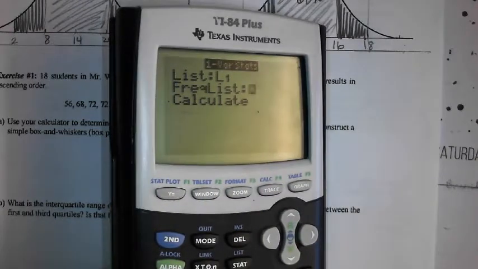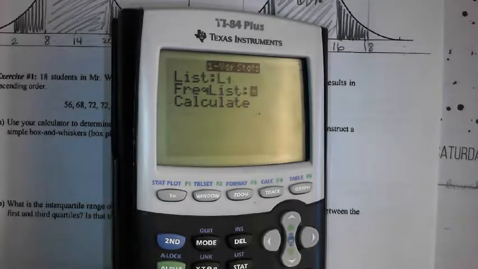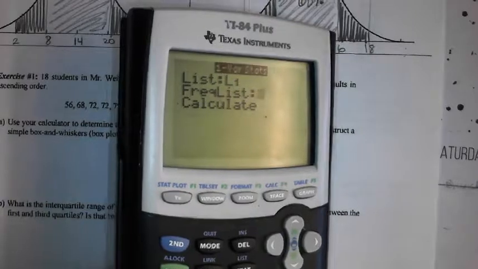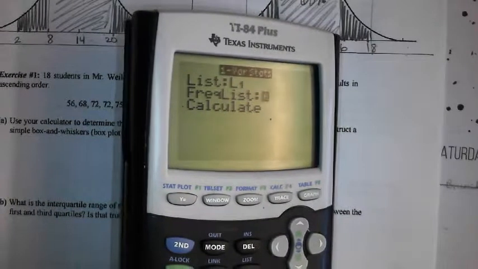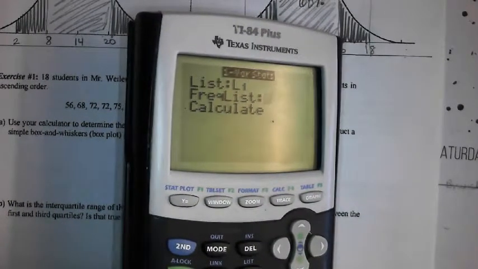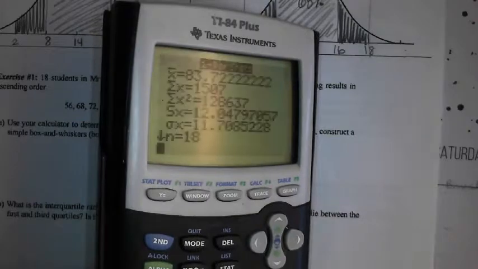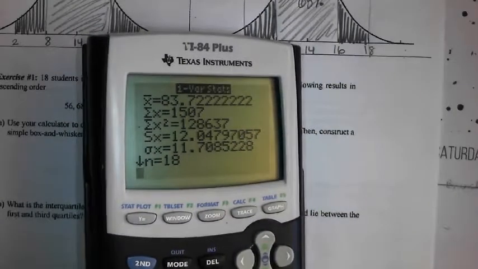A frequency list would be used if you had 5 people that scored 100, so you'd put 100 only once, and then in the frequency list you would put 5 to show that 5 people got 100. We don't have that here. We typed in every one of these 18 separately, and then you're just going to hit calculate. And then we're going to talk through what all of these mean.